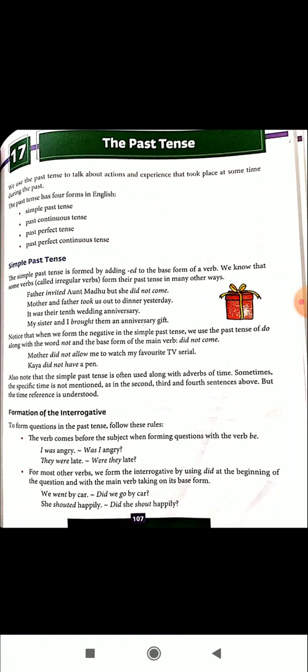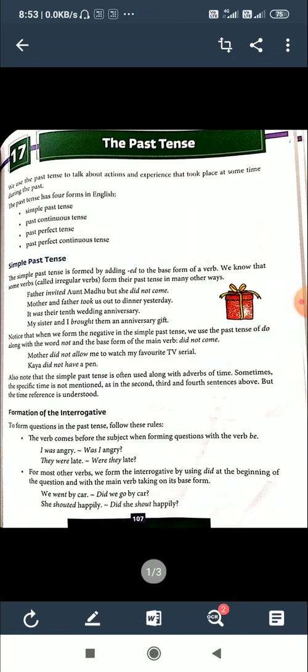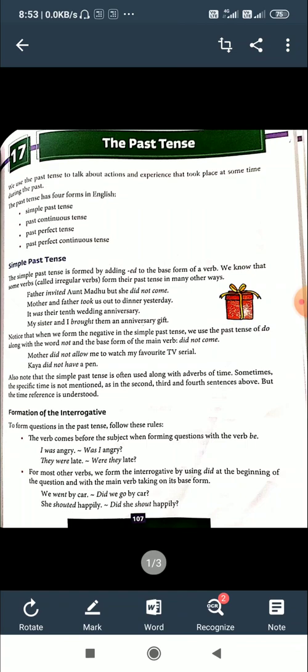Listen, to form negative we have to use not. But we should not use the word not alone. We should use not with an auxiliary. In the case of past tense, to make it negative, we have to use the auxiliary did. The word order is did plus not plus base form of the verb. Did plus not plus base form of the verb.